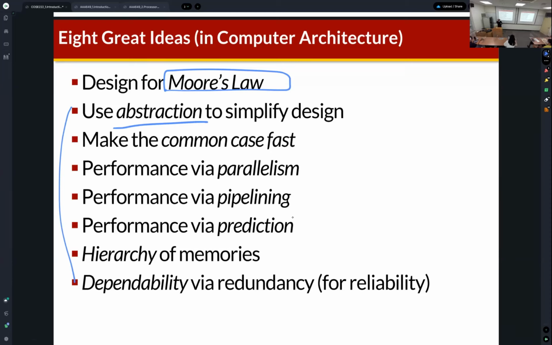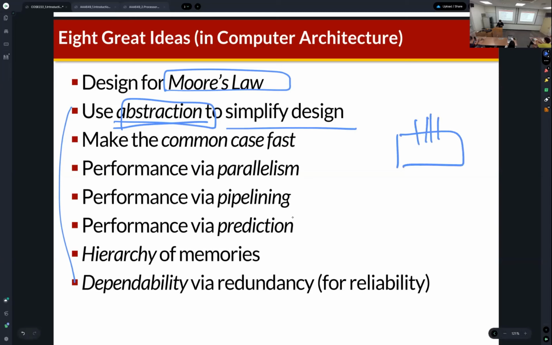So I also explained about abstraction in the first day of the class, and the computer engineering field uses abstraction very frequently. It's a very important concept. We use abstraction for simplifying our design, because the complex details are hidden and only the required information is provided to the operator.